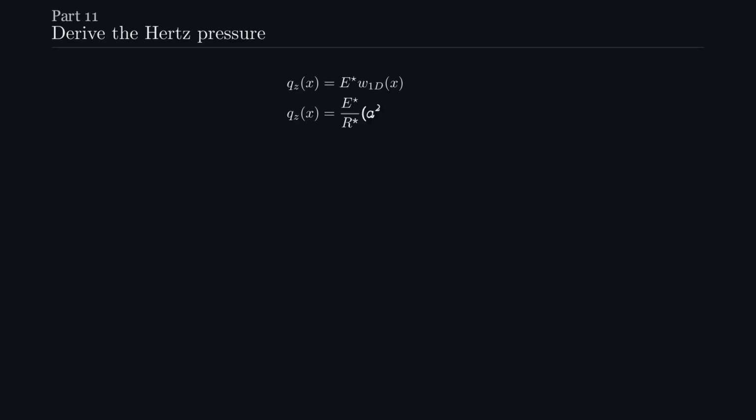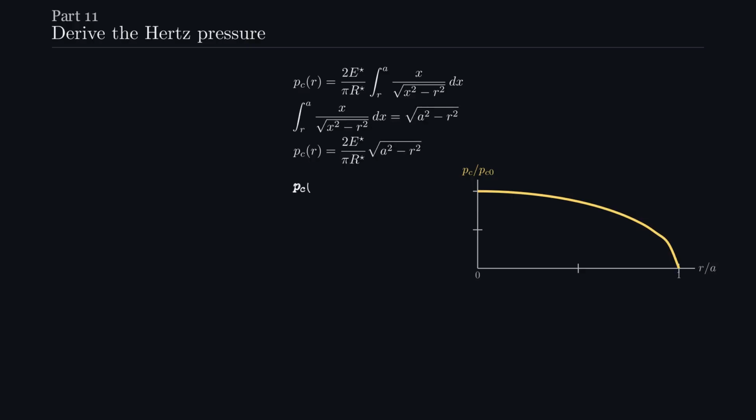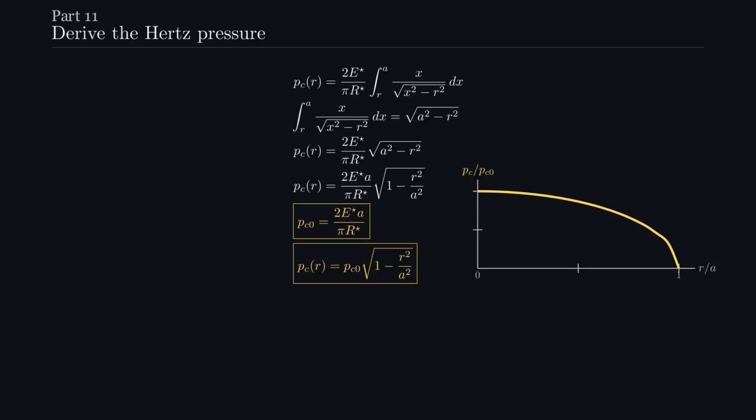The line force density equals E star times the one-dimensional displacement. Since the displacement is parabolic, Qz is proportional to a squared minus x squared. Differentiate it. The Abel relation converts this derivative into the contact pressure. Substitution gives a single elementary integral. Its value is the square root of a squared minus r squared. Therefore the pressure is semi-elliptic.